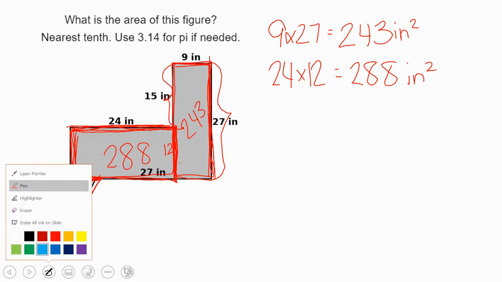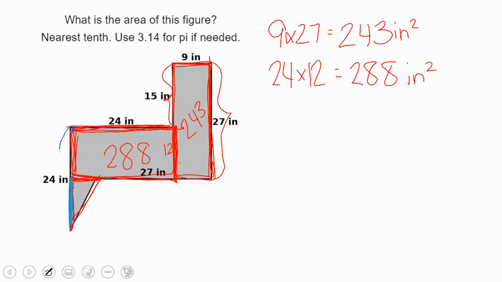Alright, I know that this whole distance is 24, and I know that this distance is 12. So if this is 12, then this would also need to be 12. Okay?